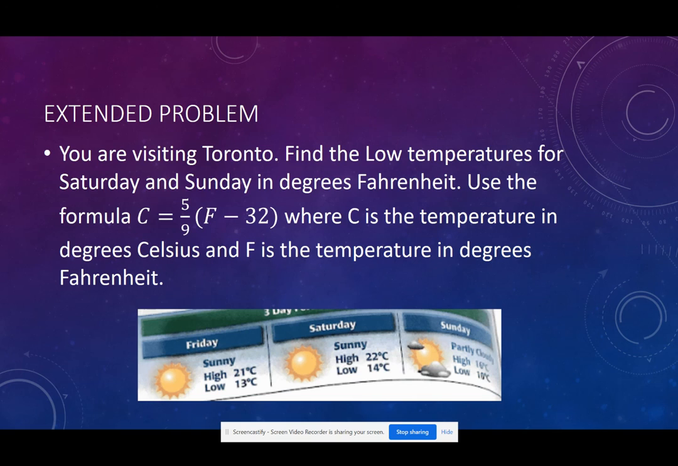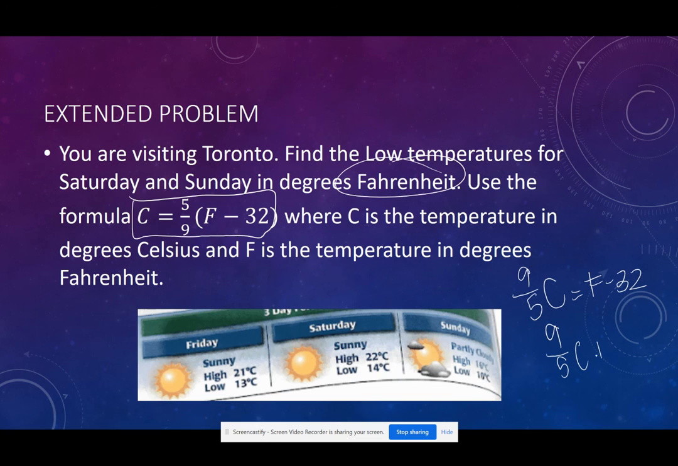And then this one, if I give you a word problem, you're going to have to get it alone. So I'm trying to tell you to find the degrees in Fahrenheit, so you have to get the F alone. So I multiply by 9/5, so 9 divided by 5. C equals F minus 32. Add 32. And you get F alone. And then you're going to plug in. We're trying to find the low of Saturday and the low Sunday. So you just plug in 14 and 10 for C, and you get your answers.